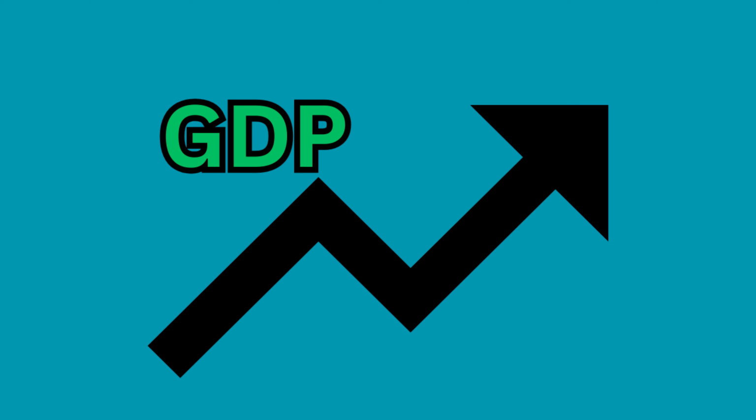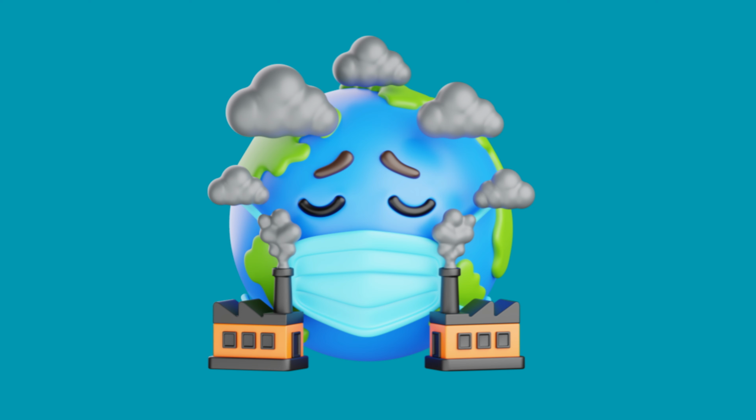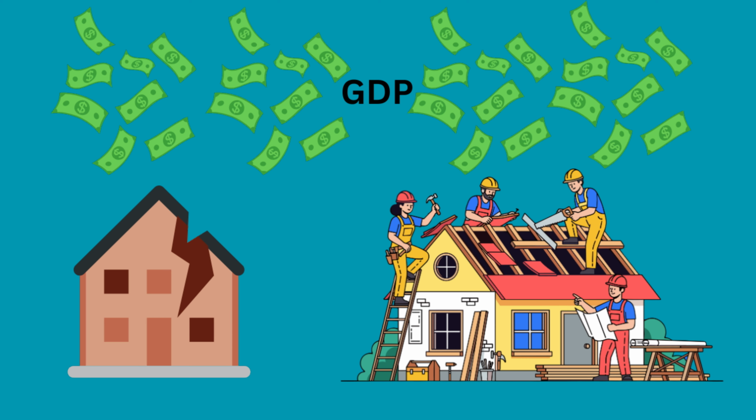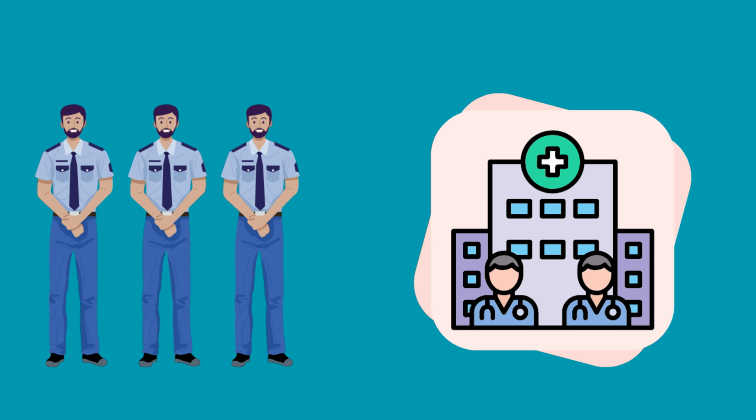GDP can go up when more goods are produced, even if that causes problems. If factories produce more goods, GDP goes up, even if that production causes pollution or harms people's health. Sometimes, bad events can raise GDP. After a natural disaster, money is spent on repairs and rebuilding. That spending increases GDP. The same happens with security and healthcare.